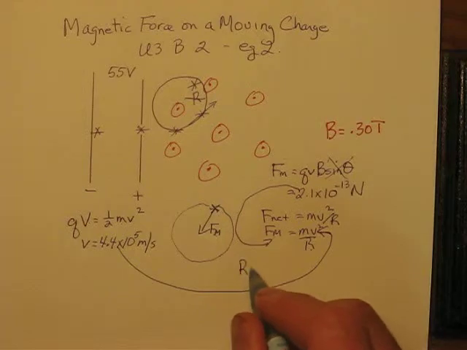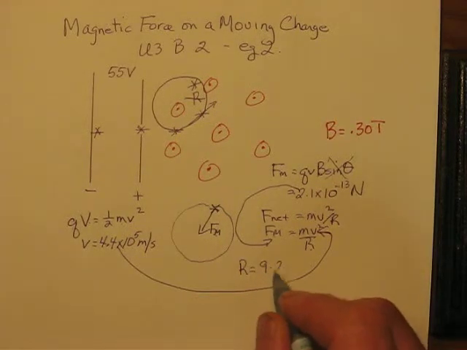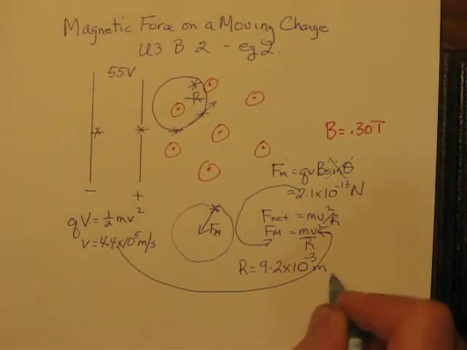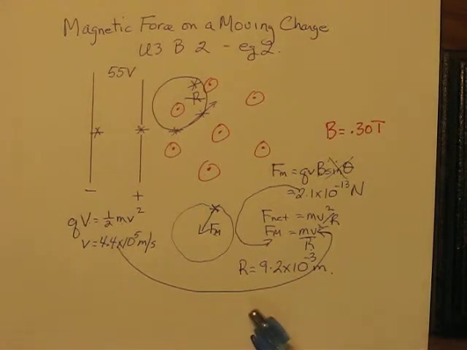If you solve for r and check online, we come up with an answer of 9.2 times 10 to the negative 3 meters. I'm hoping this helps you understand Section B, Activity 2, specifically example number 2.